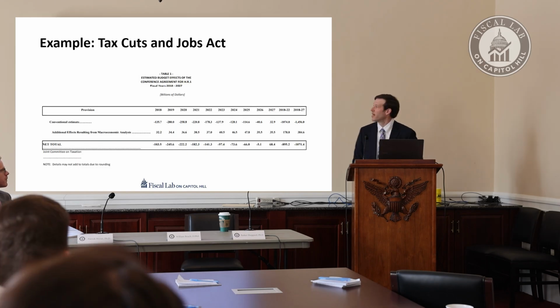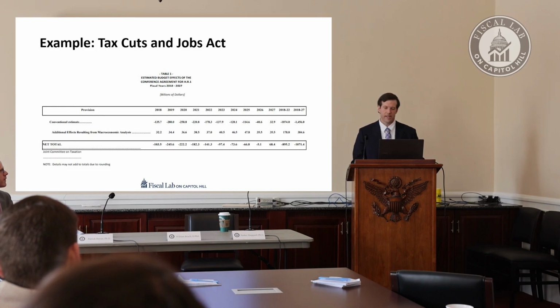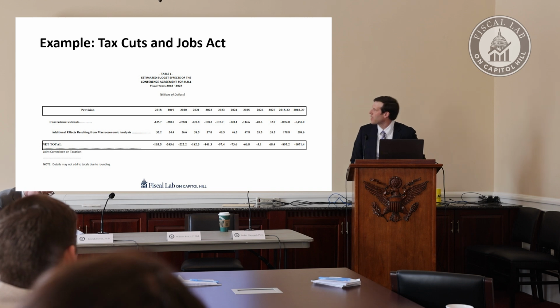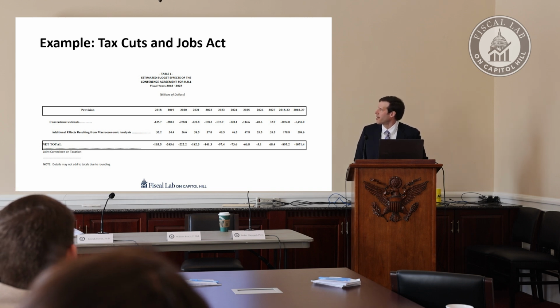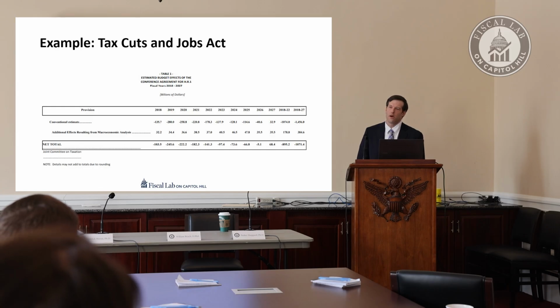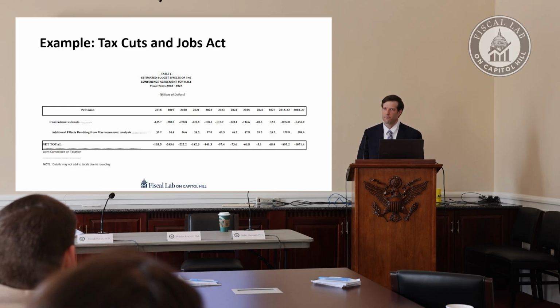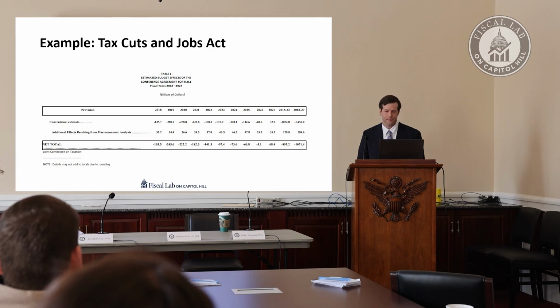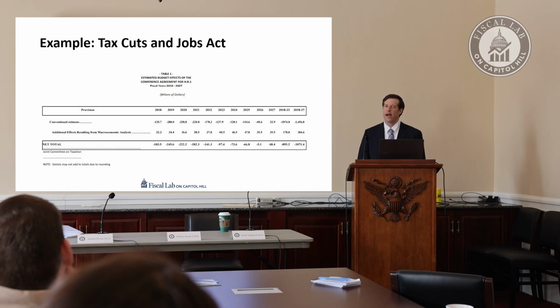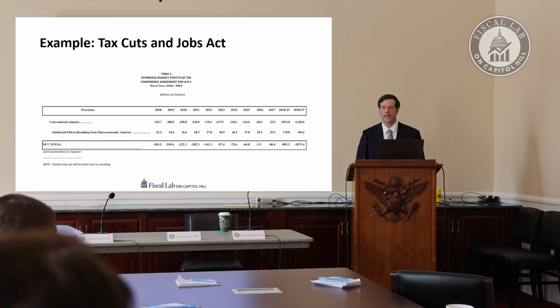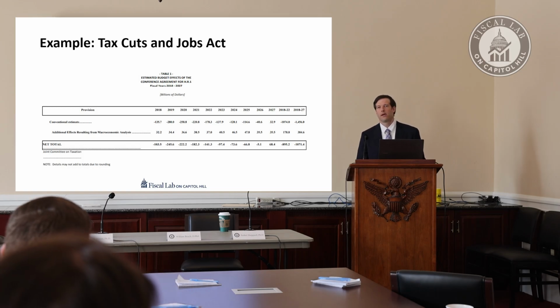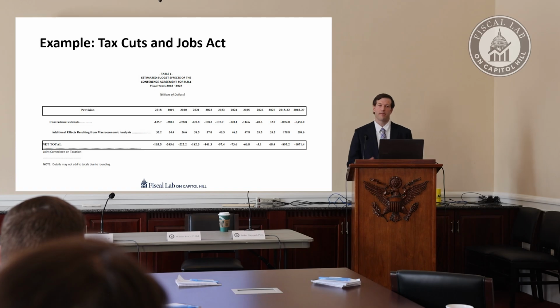So let me show you an example. This is probably a big screenshot from the document, so it might be a little hard to read. This is the dynamic score from the Joint Committee on Taxation following the Tax Cuts and Jobs Act. So they give a long discussion of how they modeled the changes, what they did, how they incorporated all of the parts of the legislative text, how they made it fit into the economic models, the economic effects.